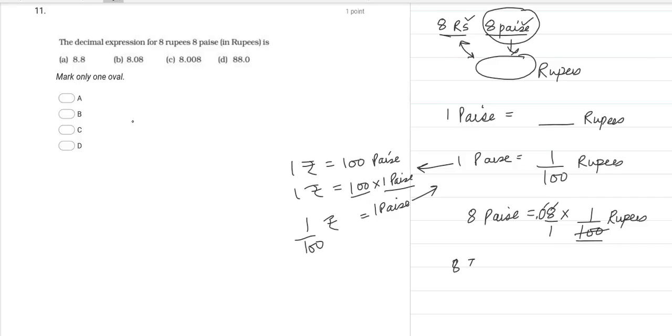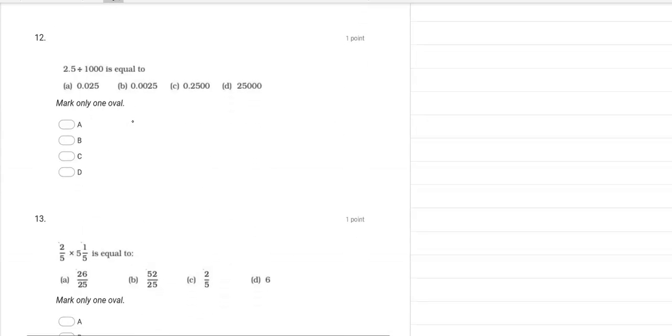So now you can add these: 8 rupees plus 0.08 rupees. The answer is 8.08 rupees. Very simple, which is option number B. Okay. Now, question number 12.